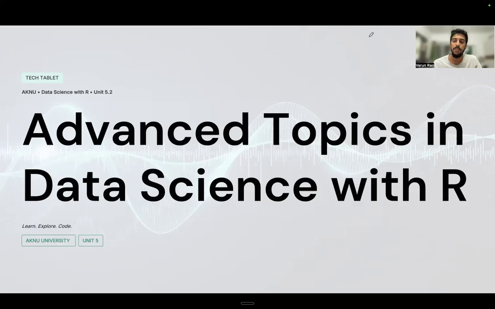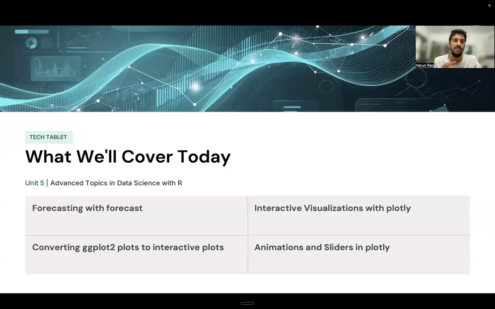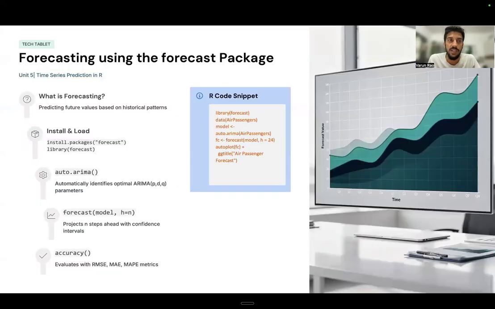In this unit, we will be talking about the following topics. The first one would be forecasting with forecast. Like, what does forecasting talk to us about? What does it basically cover? Then we would be moving on to interactive plots or interactive visualization with Plotly. On the third, we have converting ggplot to interactive plots, and finally you have animations and sliders in Plotly. So these are the four topics that we would be covering in this specific unit.